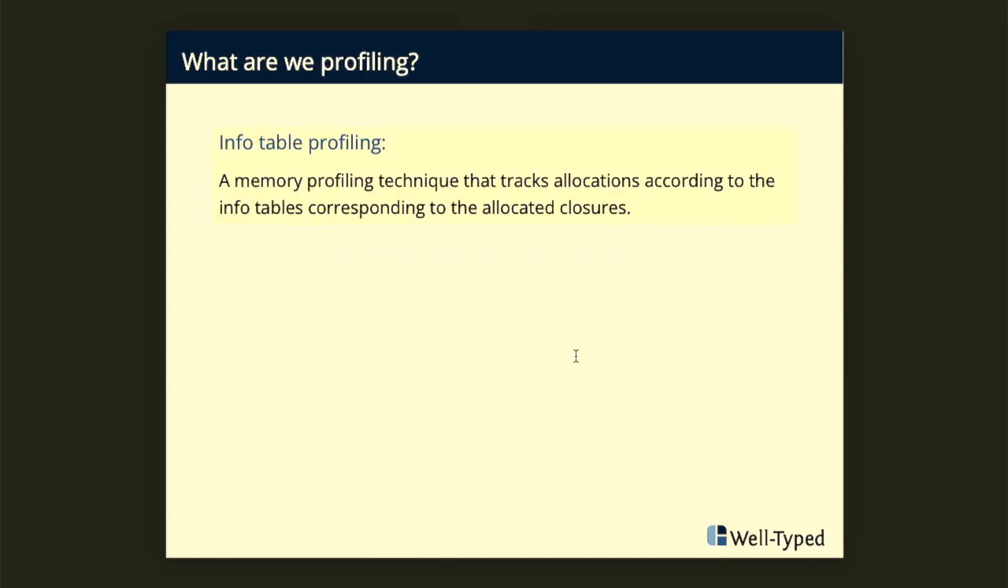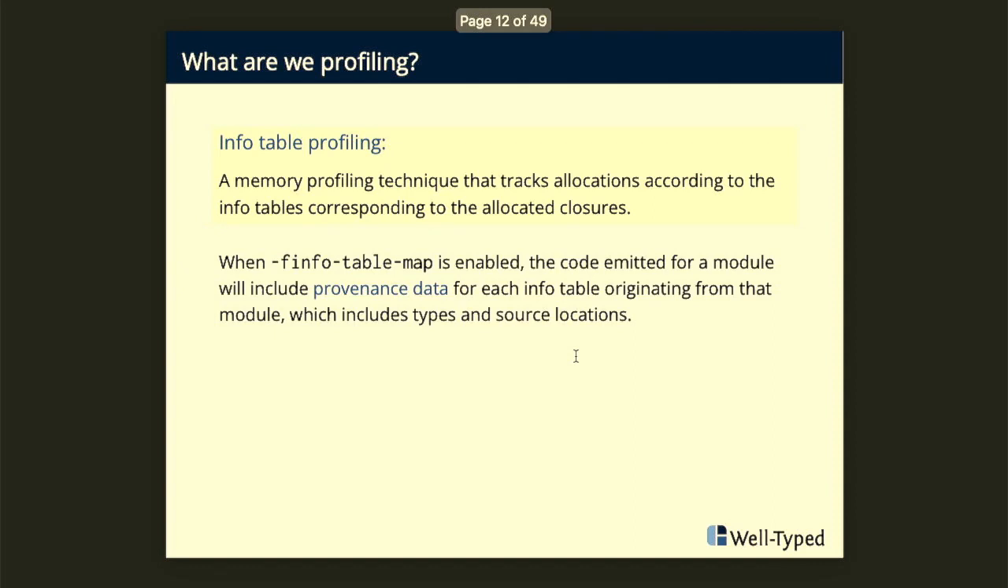So what is info table profiling? It's a memory profiling technique where we're tracking allocations in the program according to the info tables that correspond to the closures being allocated. So like every info table will have a count of how many bytes have been allocated just based on the closures that reference those info tables. And then when we use this GHC flag that you may have heard about, -finfo-table-map, when that flag is enabled, the code that gets emitted for a module will include provenance data for each of the info tables that originate from that module, which is basically just a best guess source location for that info table and the type of the closures that it describes.